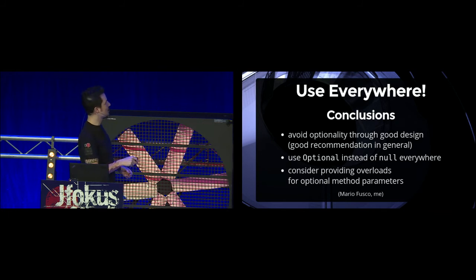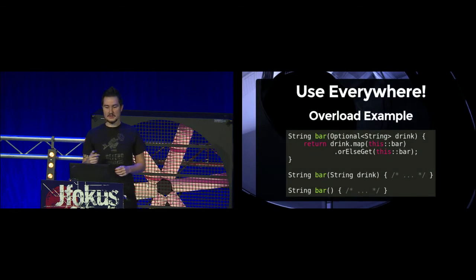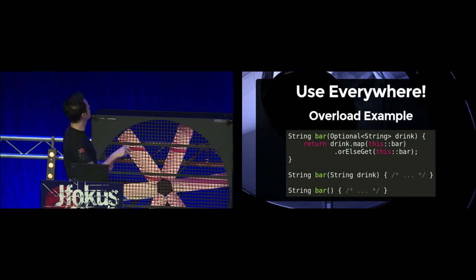People who say that are not only me. There's one other guy who has the same idea. Mario Fusco does a lot of functional programming in Java. He shares that opinion. Regarding the overload, people complain that if you have these methods down here, you have a bar method that takes the drink and another bar method which does not take the drink. But now we have an optional of bar, optional of drink. What do you do? Like you want to call either this or this method, right?